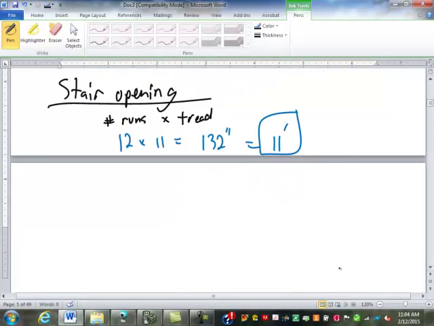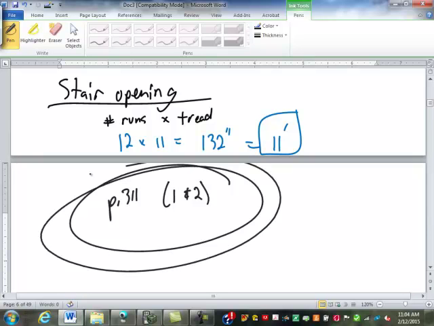So in this packet, you're looking at page 311. I want you to do numbers 1 and 2. And that's it. Two problems of homework.